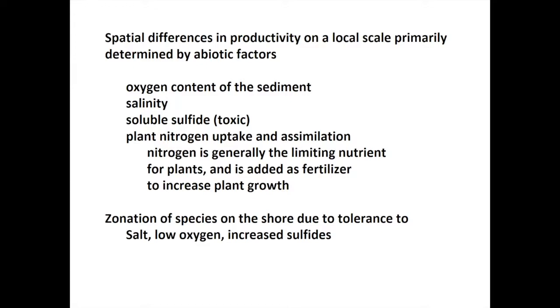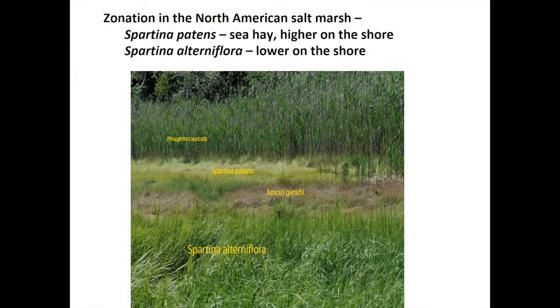The zonation of species on the shore is also due to tolerance to those abiotic factors, in particular salt, low oxygen, and increased sulfides. So if we take a step back and look at the whole marsh, we will see a zonation in all North American salt marshes that is driven in large part by species-specific differences in tolerance to inundation, salt, and low oxygen. So Spartina alterniflora is the dominant species, low on the shore. Higher on the shore above it is Spartina patens, a close relative. It's sometimes called sea hay. It was that nice short grass that we saw above it, and it has lower tolerance of salt, lower tolerance of being inundated, and low oxygen.